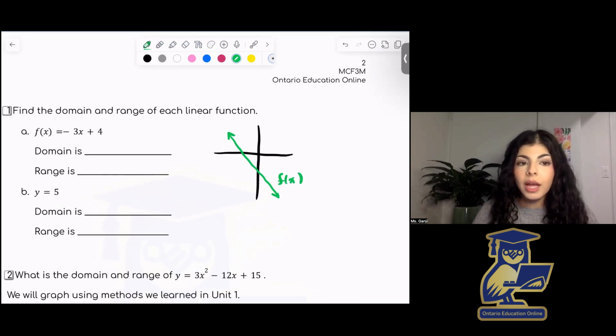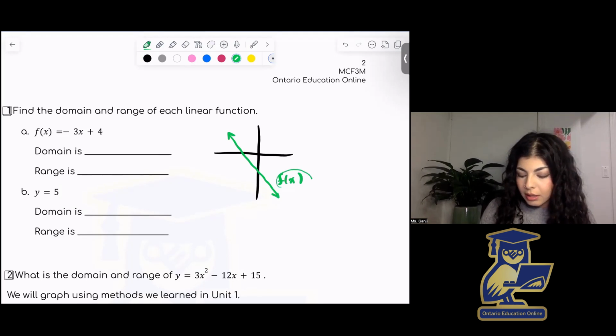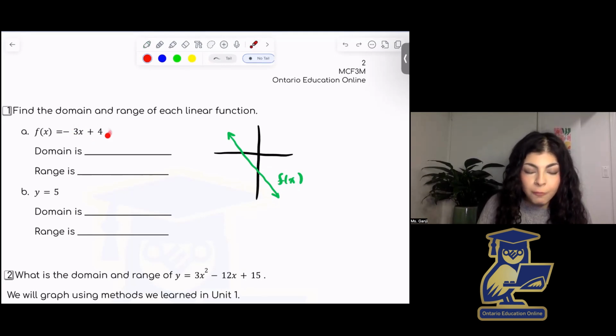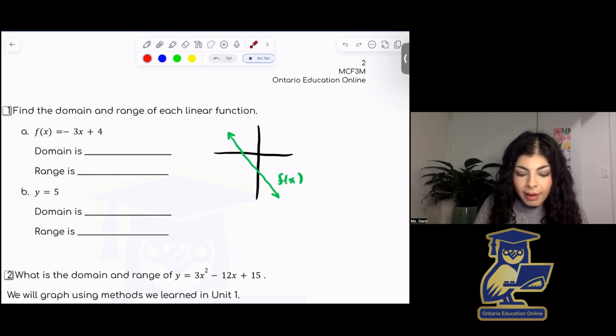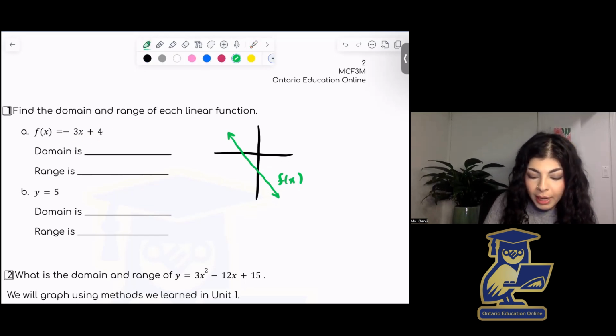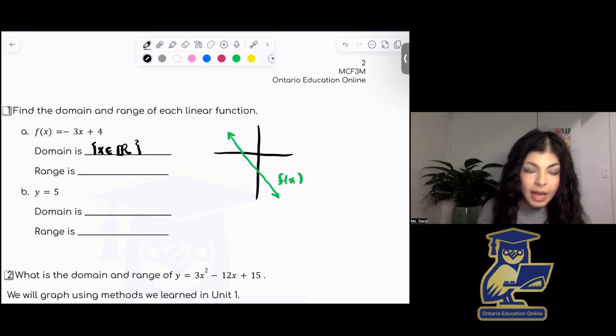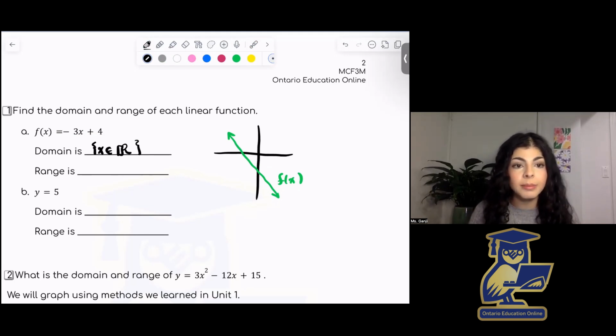So for a linear line, we know that any value of x that I put into the function f of x is going to give me an output value. It will just multiply that value by negative 3 and add 4 to it. So any x value will be true here. So my domain is going to be, and I'm going to start writing now just with set notation, x belonging to R, and that's it. It has no conditions on it because x can be all values.